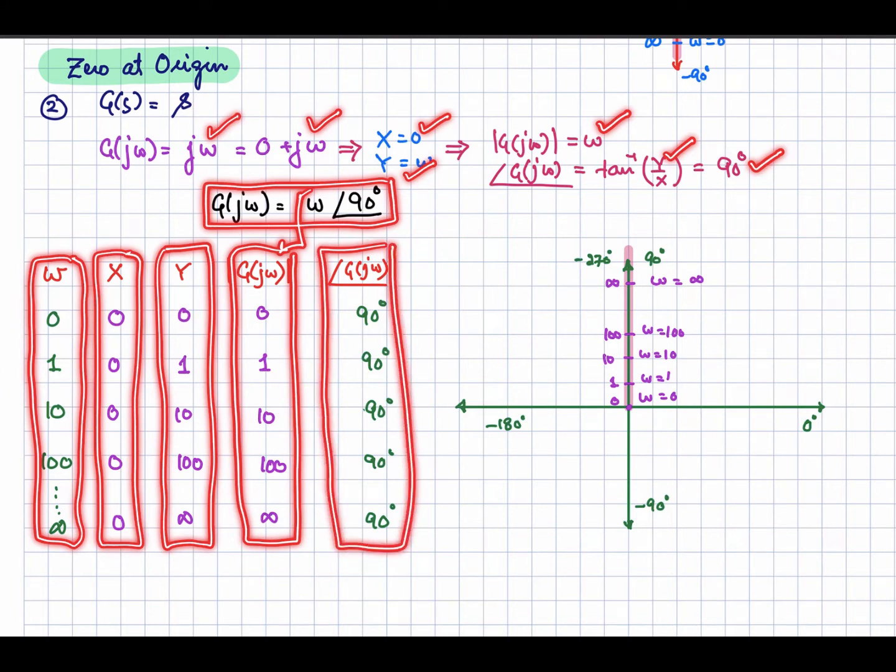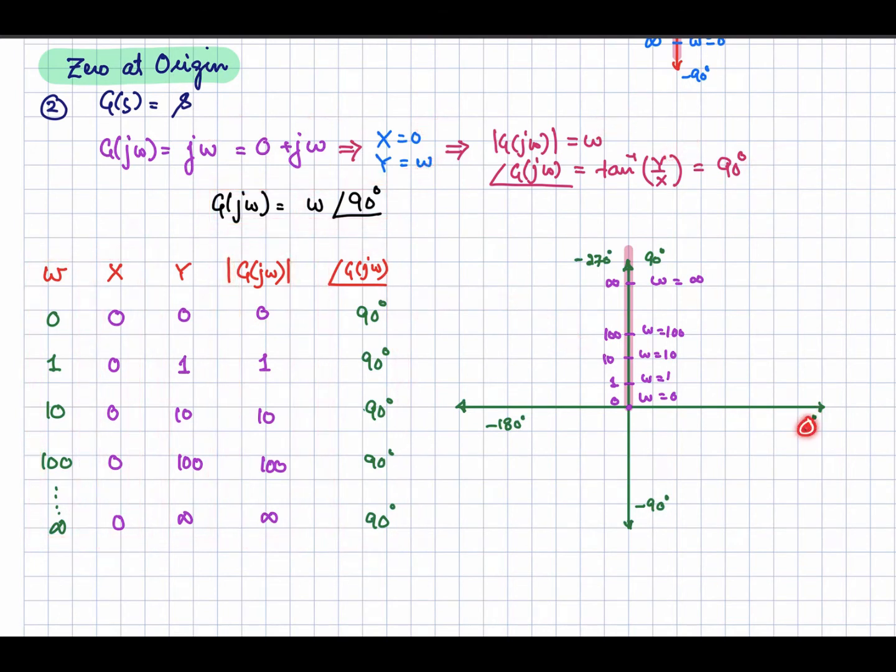So now if I sketch it over the polar coordinates, this is the 0° point, this is the minus 90° point, this is the minus 180° point, because the angles in this direction will be negative. Okay, so now the phase is always 90° or minus 270° from here, and in this direction plus 90°. So this is the phase.